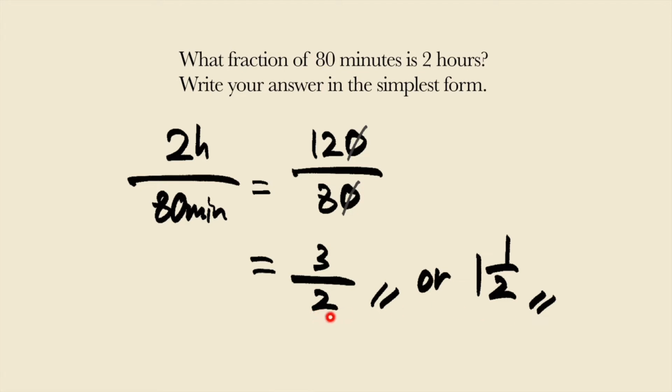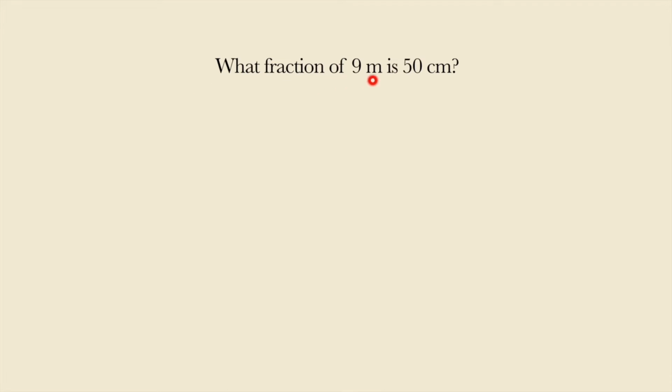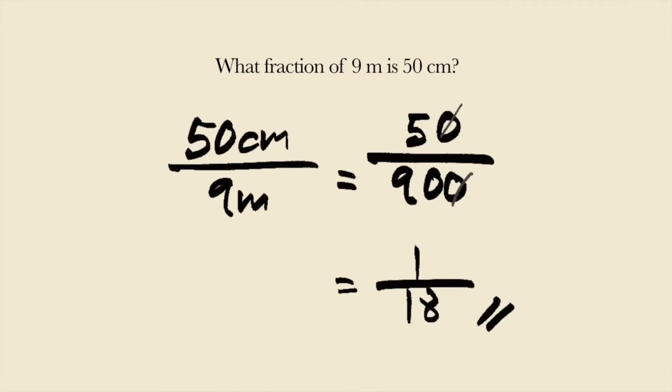In this case, it's an improper fraction, right? So again, do not always be thinking the larger number should be below. Nope, it depends on what they're asking. What fraction of 9 meters? So we know 9 meters is the denominator, and 50 cm is the numerator. Convert to cm, and then cancel a zero. 5 over 90, divide both by 5, you get 1 over 18.